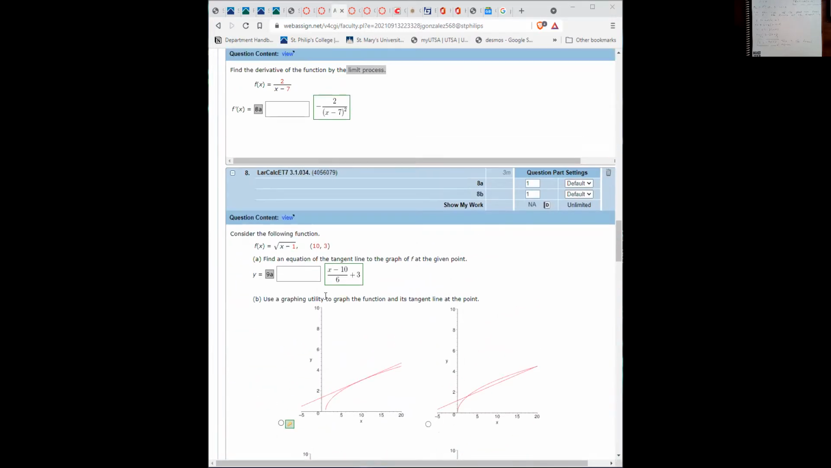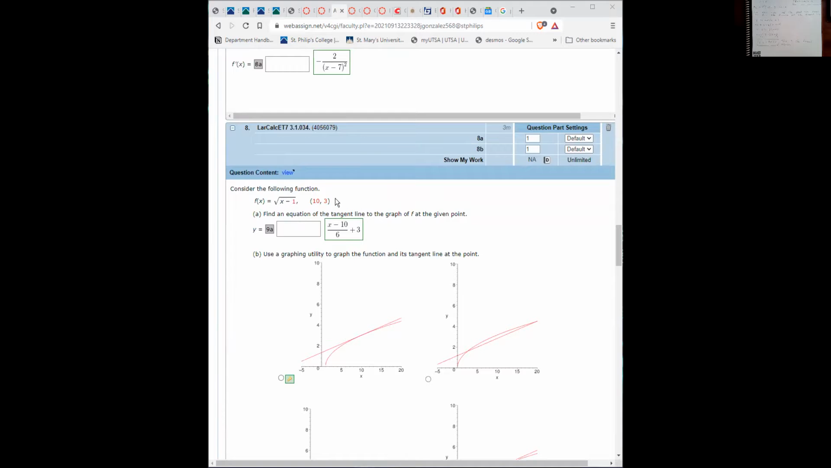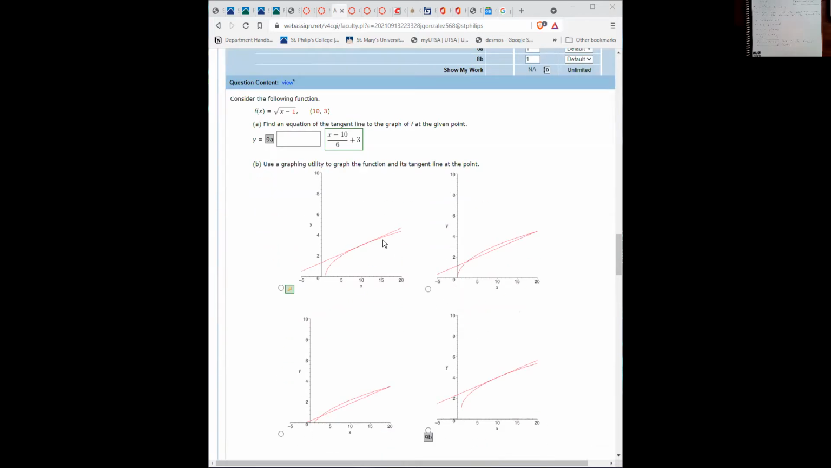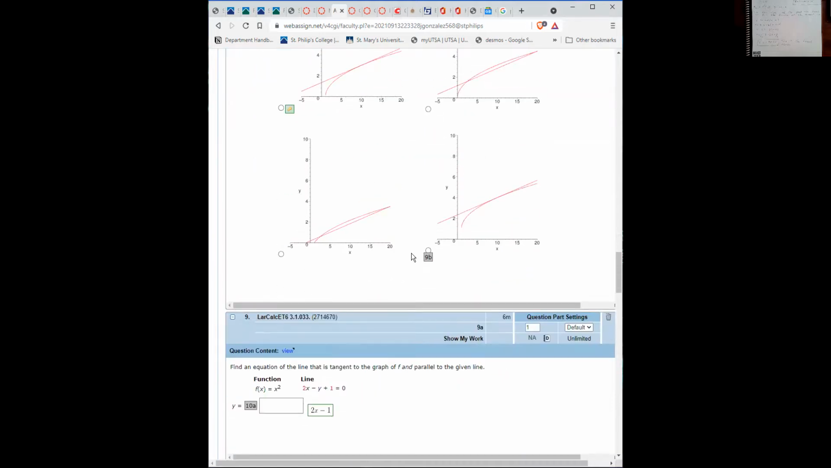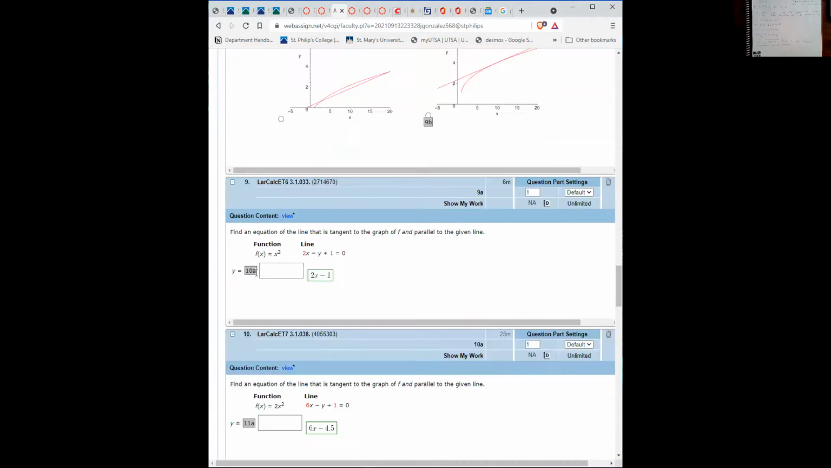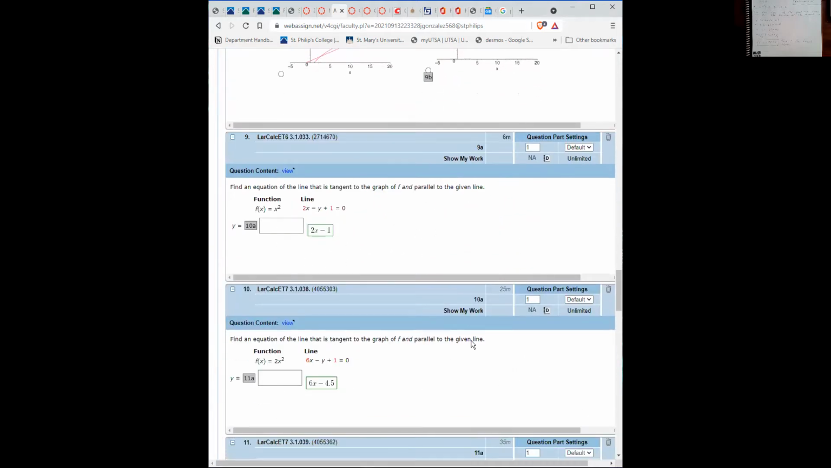And then over here, you find the derivative, plug in the 10, and then you find the slope. The same thing we just did here. They just used this function instead of a parabola. I think these are the ones that we're gonna do next, though. Any questions on finding the tangent line equation?